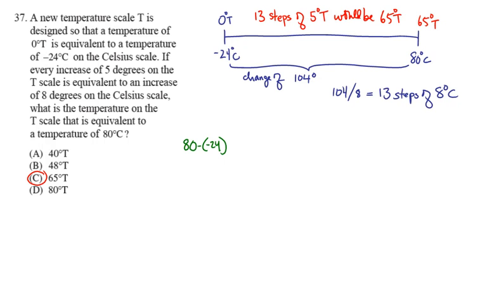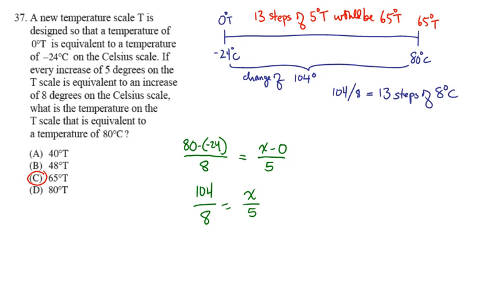We would start with our change in temperature in degrees Celsius, so that would be 80 minus negative 24, and we would divide that by 8, and that would have to equal the change in T, in degrees T. Now, we don't know where we're going to end up. 65 was our answer there, so we'll just call that X right now. However, each jump of 8 degrees in Celsius would be equivalent to a jump of 5 degrees in T. And so we're just going to put in X minus 0 over 5.